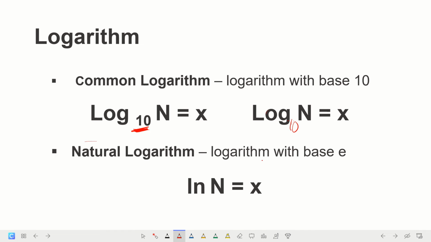Also, we have the logarithm with the base e. For the logarithm with base e, we call it the natural logarithm because this is the natural base. So for natural base e, instead of writing log, we just write ln to denote natural logarithm, and no need to write e because it is already indicated that when this is ln, the base is e. So ln of n is equal to x. We know that the base is e.